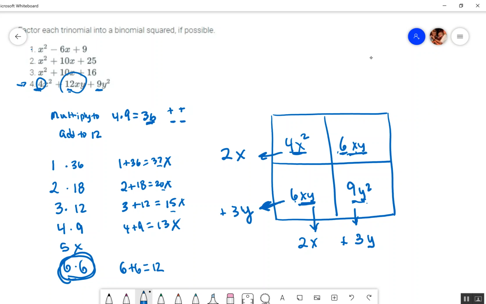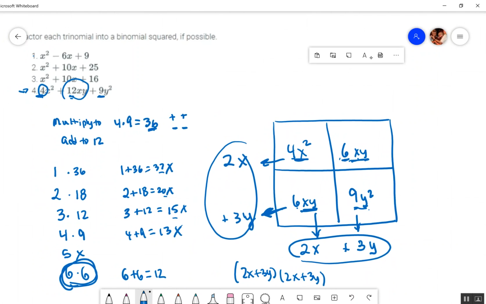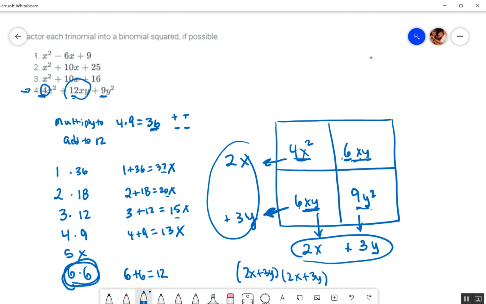Okay, so now my factorization, 2x plus 3y, and down here, 2x plus 3y. And there's my answer. I find the box method to be really the easiest method when I'm factoring things that have a lead coefficient that's not equal to 1. The book talks about the grouping method, and that's fine, but I really do like the box method.